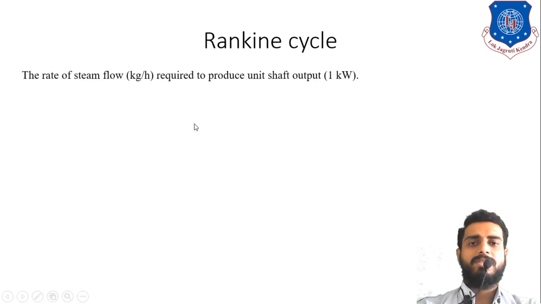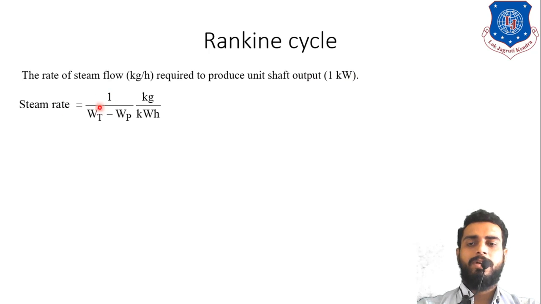So very first is steam rate. Simple, it is easy to understand. It is nothing but sometimes power plant efficiencies are defined in way of steam rate or heat rate. So the rate of steam flow required to produce unit shaft output, that is known as steam rate, right? So steam rate, so let us understand.